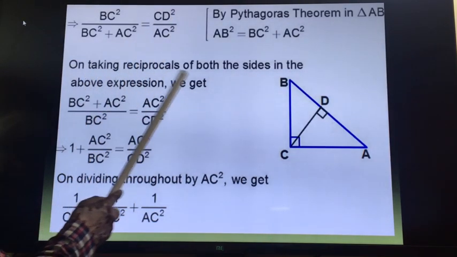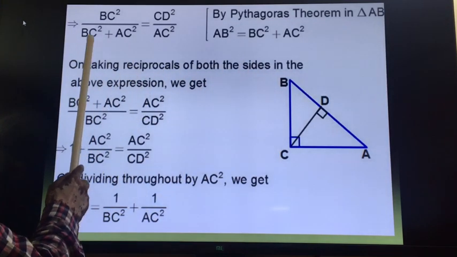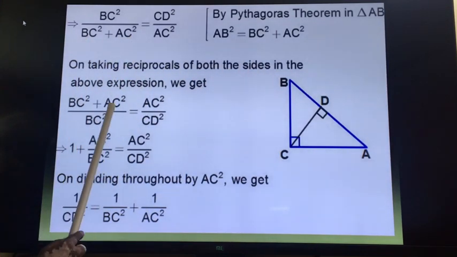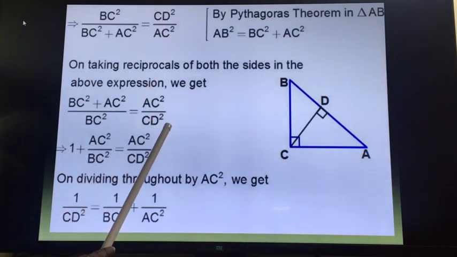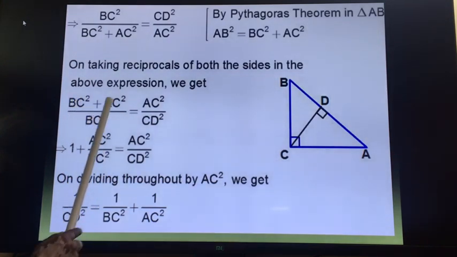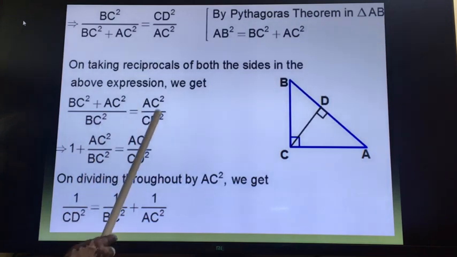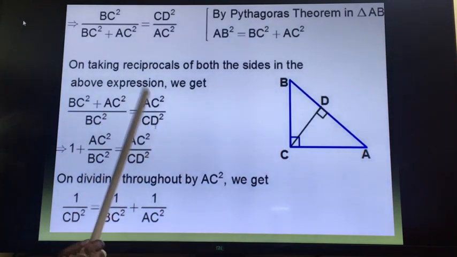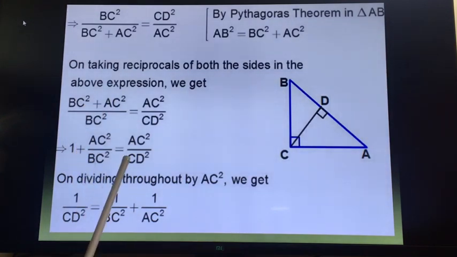On taking the reciprocal of both the sides in the above expression, we will get BC square plus AC square in the numerator upon BC square is equal to AC square upon CD square. Now here BC square upon BC square plus AC square upon BC square, separating the plus, is equal to AC square upon CD square. Now BC square upon BC square is 1, so 1 plus AC square upon BC square is equal to AC square upon CD square.